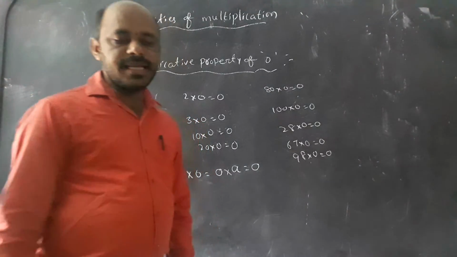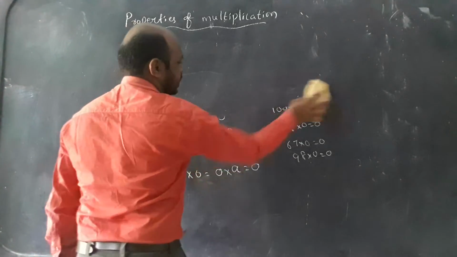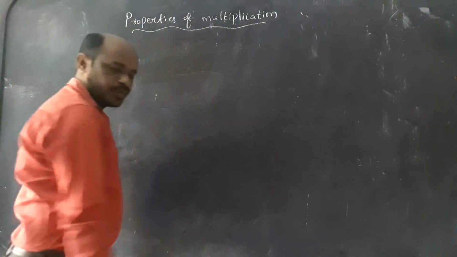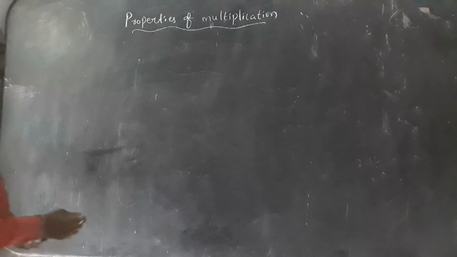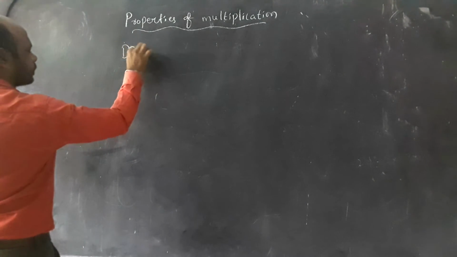Okay children, next one, distributive property. The next property is the distributive property. In the distributive property, I will explain it here.